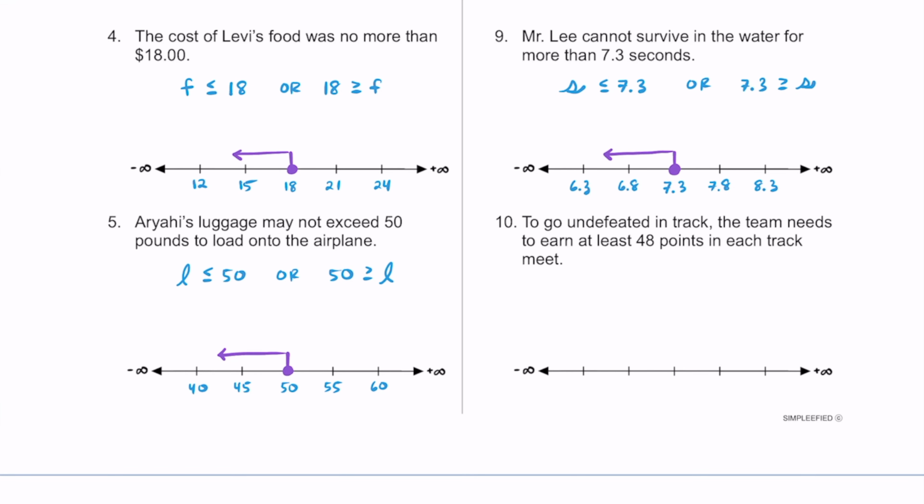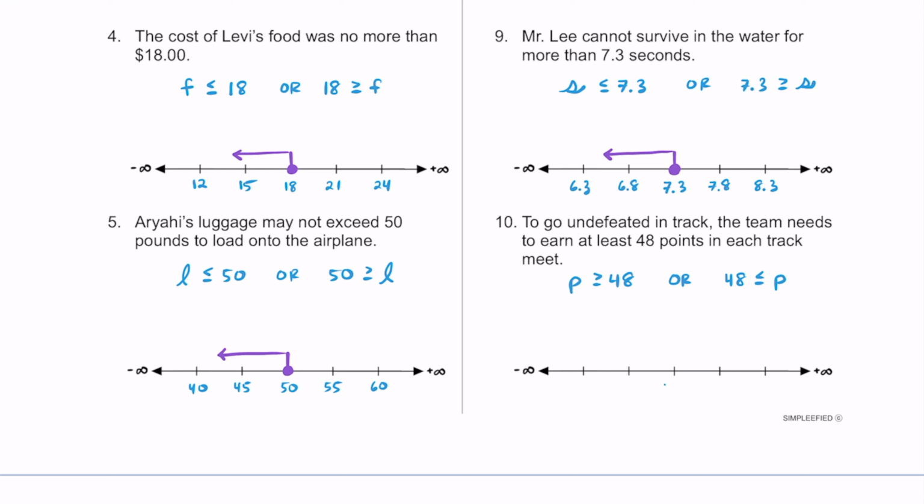Alrighty, finally for number 10, we have the situation where, say, to go undefeated in a track season, the team needs to earn at least 48 points in each track meet. So technically in middle school track, you need 95 total points spread across the different events, and so you need 48 of them to win the meet. It's a little bit more than half of that 95 points. So let's use maybe P for points, and we need to score at least 48. So P is greater than or equal to 48. 48 is the bare minimum there, okay? Or you can say that 48 is less than or equal to whatever the amount of points are. Okay, so as long as you score more than 48 or 48 points, then you'll win the track meet.